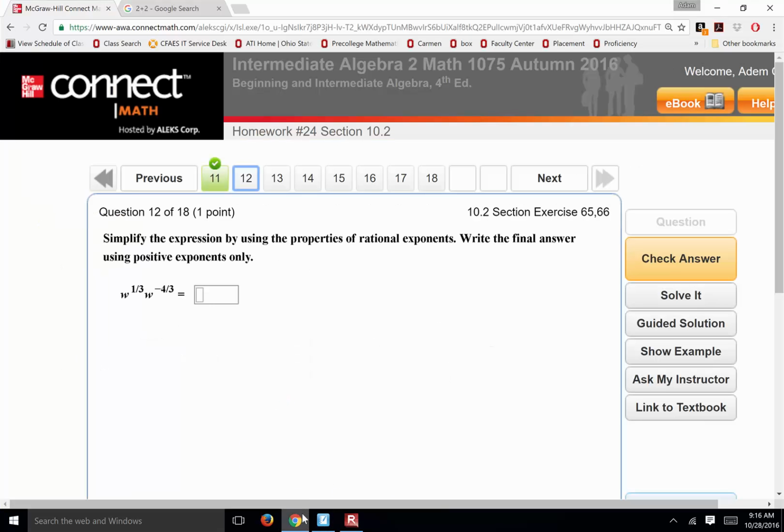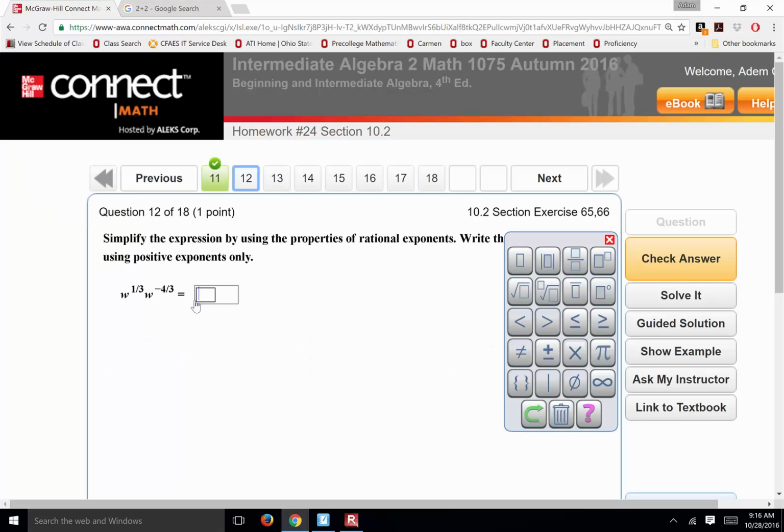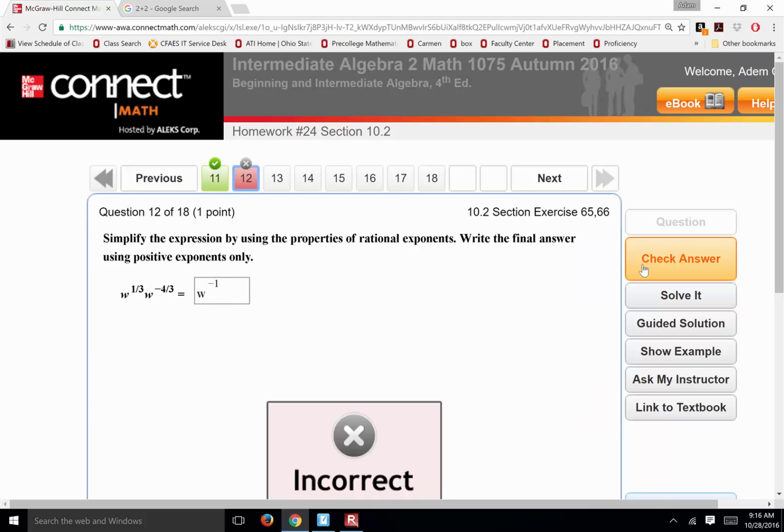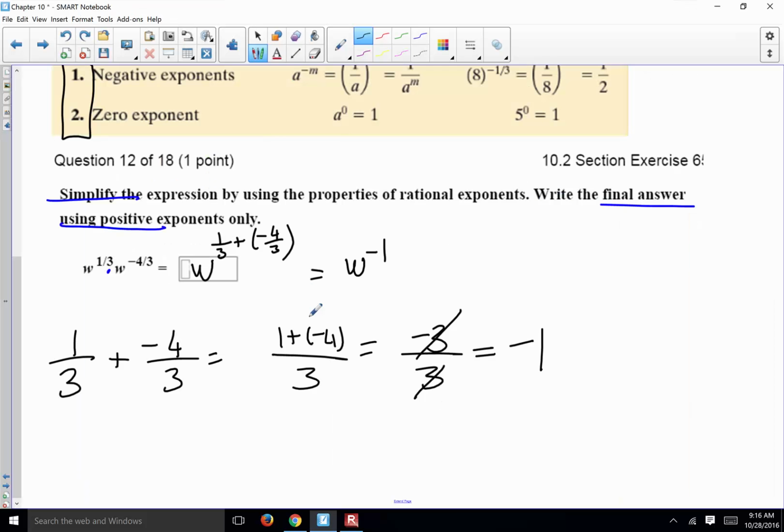So let's type this in. And first, shocking news of the day. This is incorrect. Why? We did everything according to the rule. We added them, canceled, and got minus 1. Did I make a mistake here anyway? Positive. It's supposed to be positive exponents.